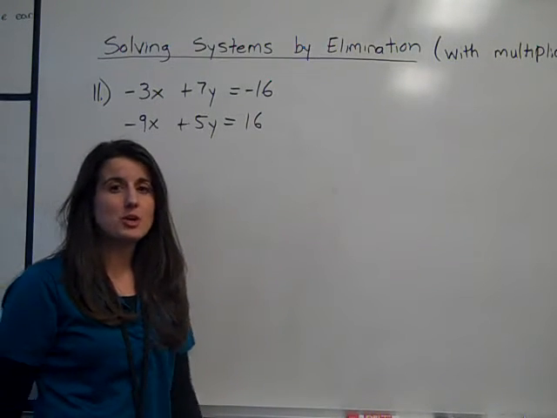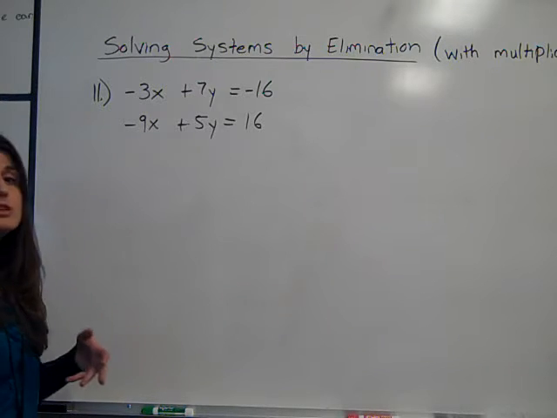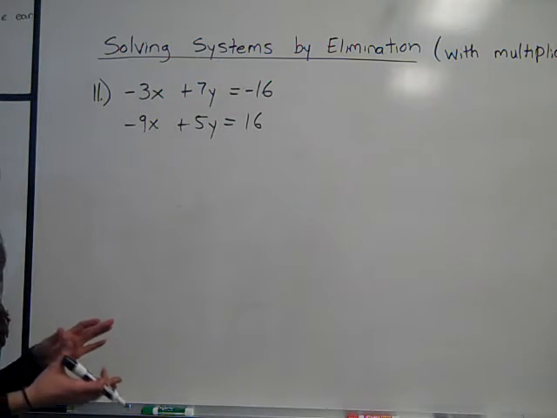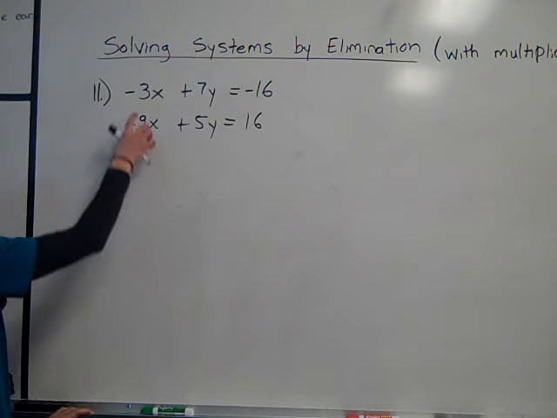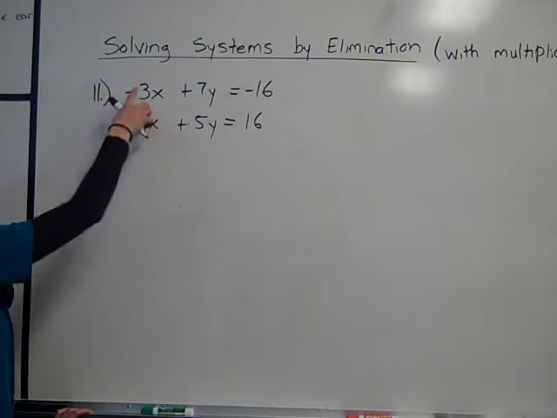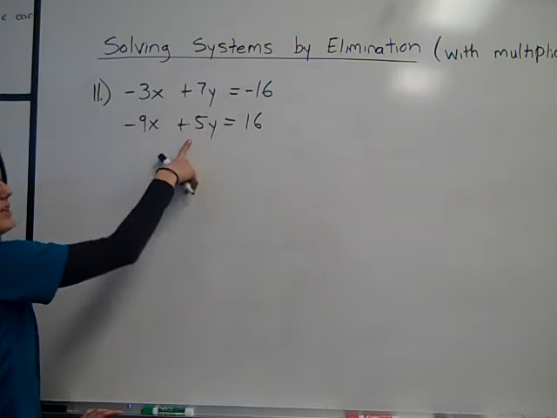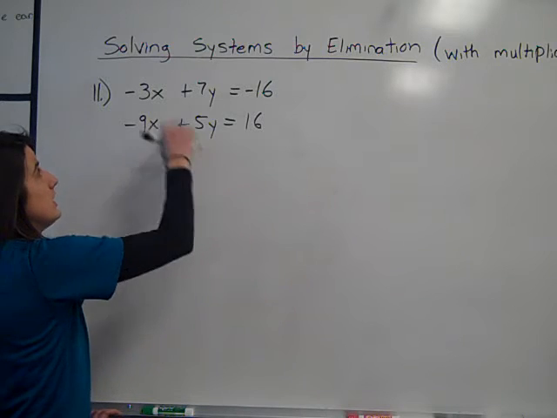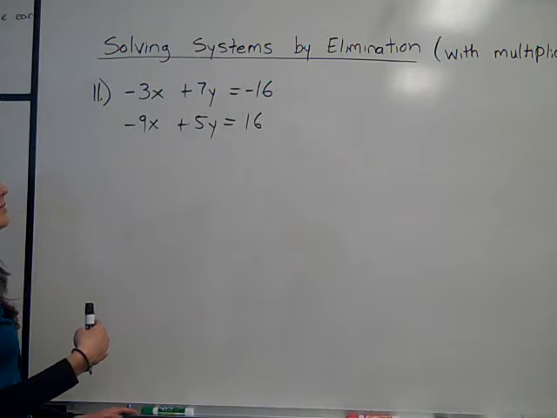Okay, so in this video we're going to go over solving by elimination with multiplication. So you start the same way. You look to see if either your x values or your y values have the same number with opposite signs. So your x's, you have a -3 and a -9, so neither of the numbers are the same. Same thing with y, you have a 7 and a 5. So when neither of them have the same number, you have to multiply to make them the same.